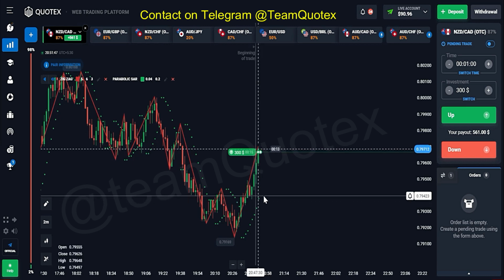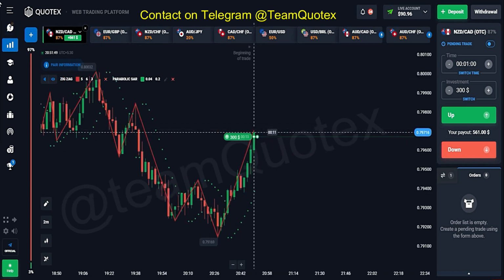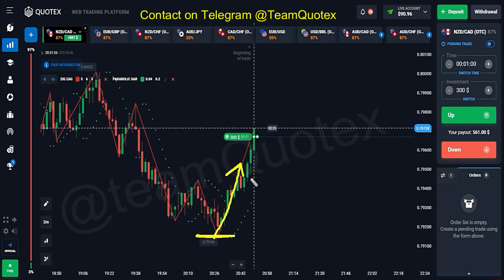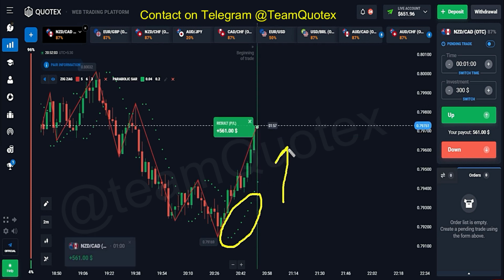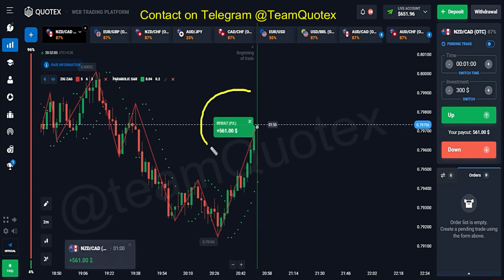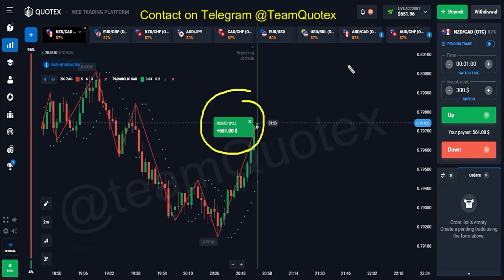Okay, so let's wait. Why I placed a trade in up direction? Because I can see zigzag showing me an uptrend movement, guys, upward direction, and as per the last strategy video, guys, parabolic is below the price level. That means it's indicating us the market trend with up direction, and you can see, guys, we won the trade and made a good profit, guys.